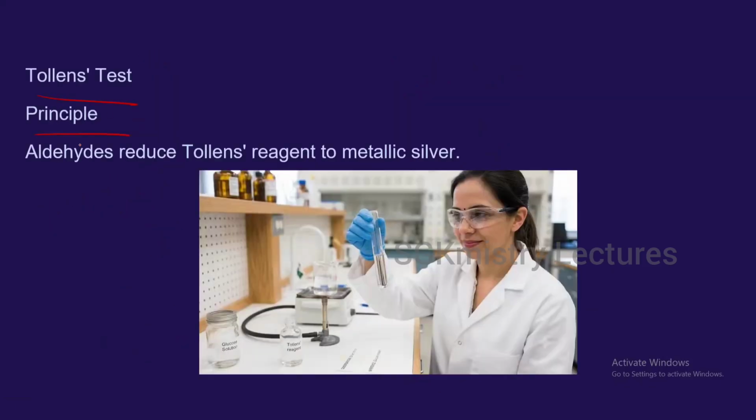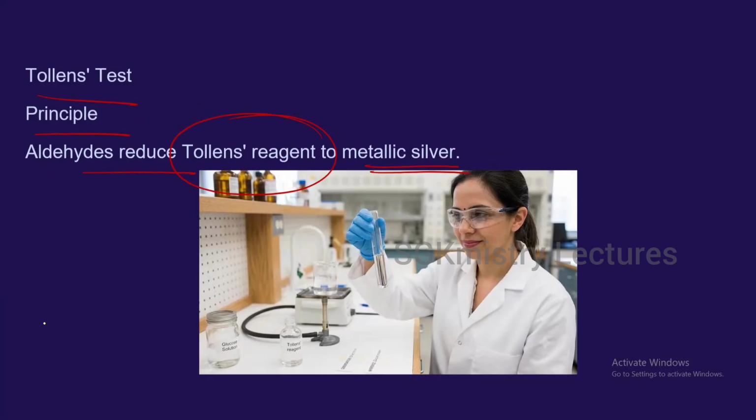So very simple, you're going to take the Tollens reagent, you're going to add it to the sample. So first of all, the principle is aldehydes reduce the Tollens reagent to metallic silver. So you're going to take the substance, you're going to add the Tollens reagent, shake it, and again, you're going to warm it in the water bath. You're not going to heat it directly. You're going to use the water bath for warming. So suppose if there is a bright silver mirror, then we can say that aldehydes are confirmed. So let us look into the reaction for the same.